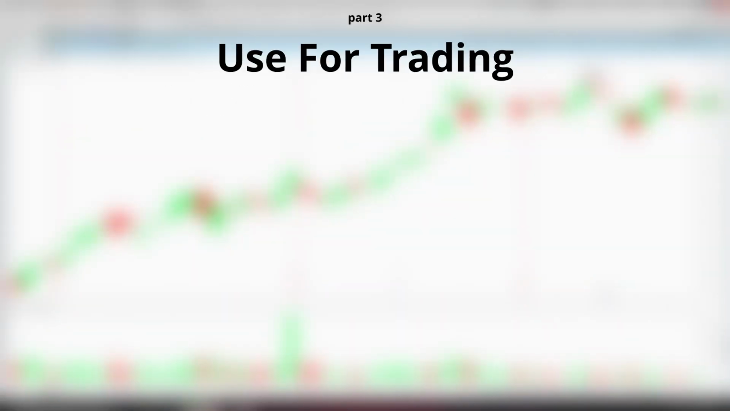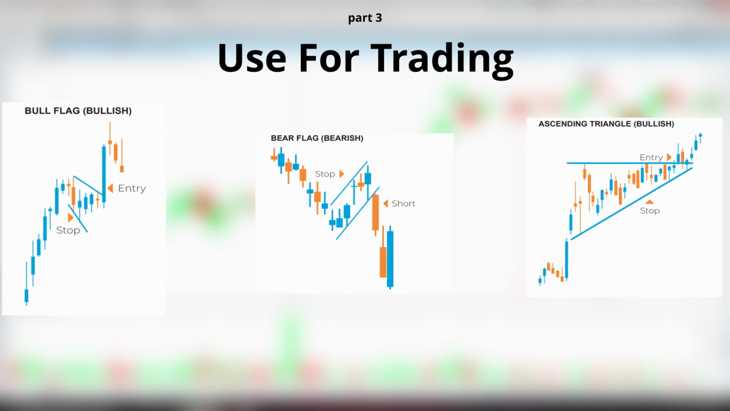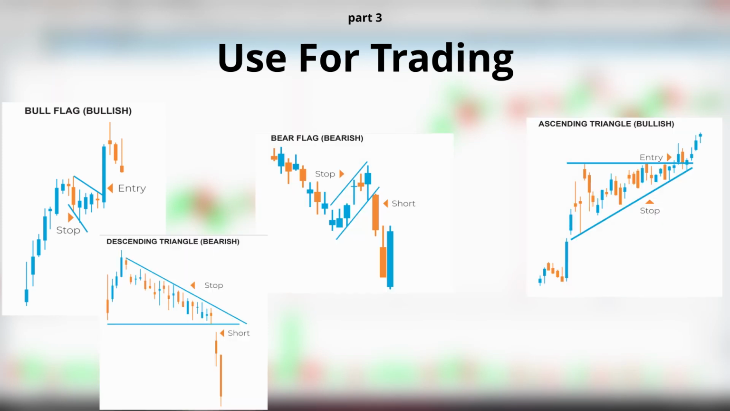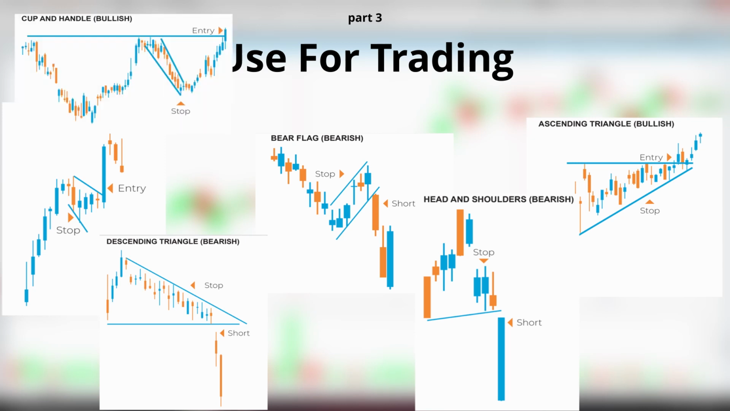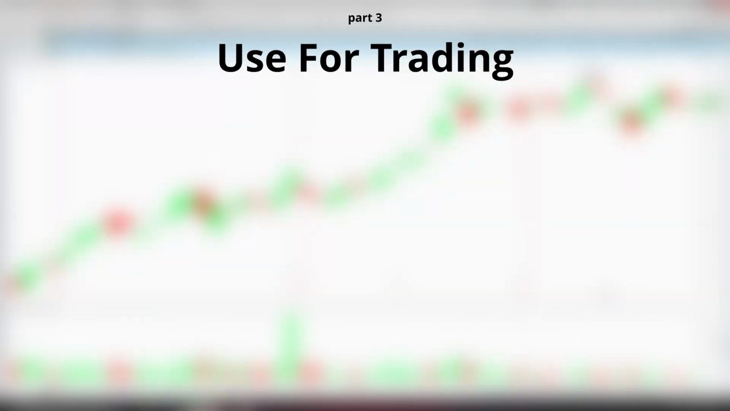Now that you understand how to look at naked charts and how to draw on them, let's discuss how we use them for trading. Some of you might be thinking this is the part that I bring up candlestick patterns. You know, bull flag, bear flag, ascending triangle, descending triangle, head and shoulders, cup and handle, double bottom, triple top. But no, instead I want to give you guys a more simplistic view.